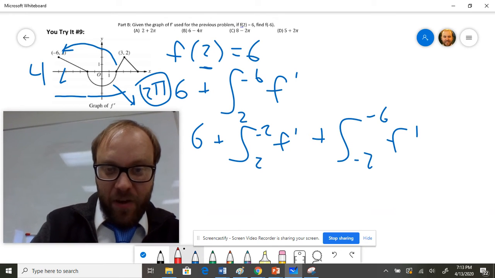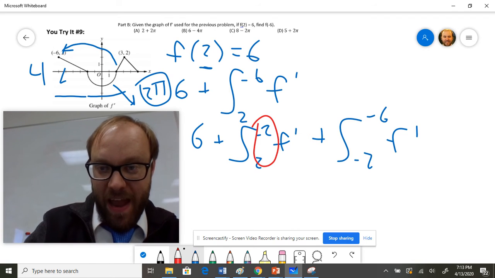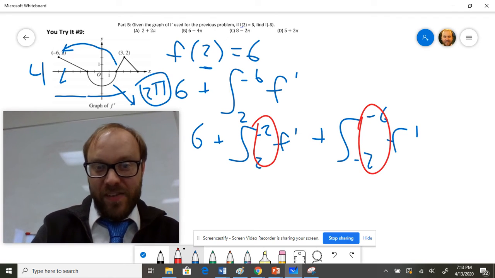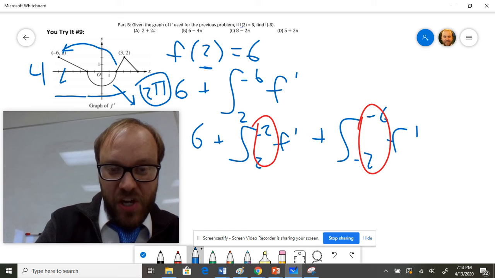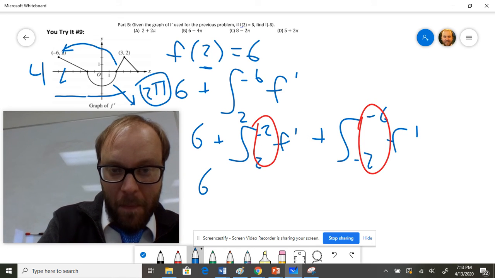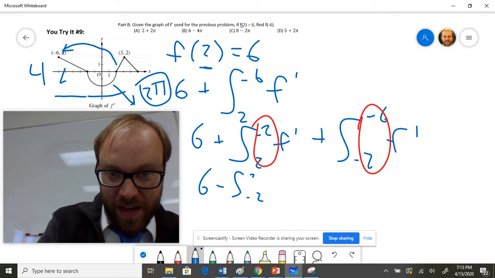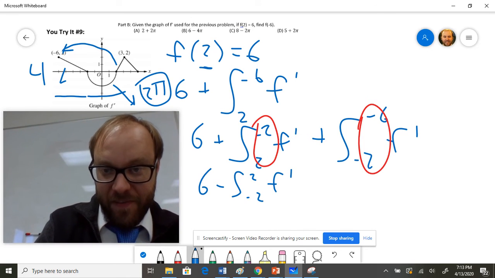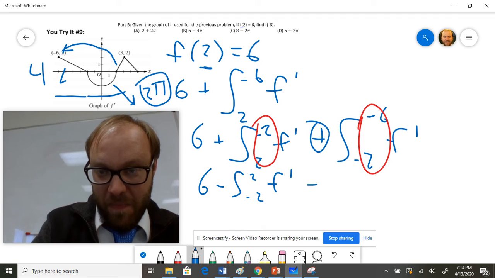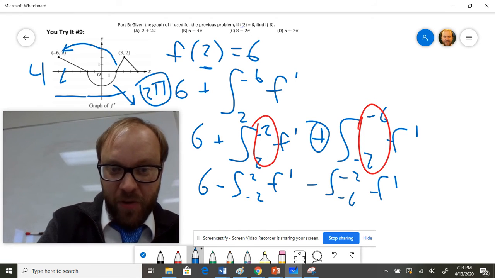Now, here's the key, though. I want to change the order of my bounds. And to change the order of my bounds, I'm going to have to switch my signs. So I'm going to do 6 minus the integral from negative 2 to positive 2 of the derivative of f. And I'm going to switch this sign and do minus the integral from negative 6 up to negative 2 of f prime, okay? And then we just have to put it all together.